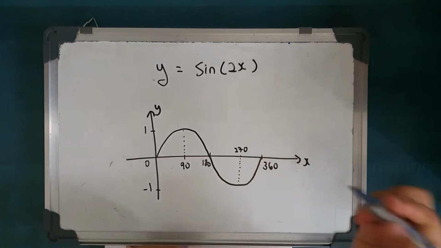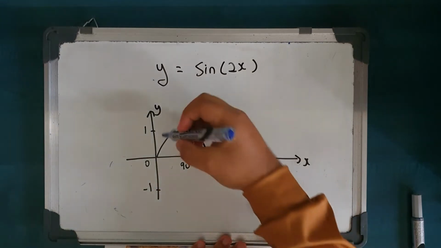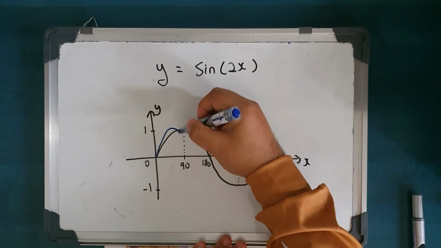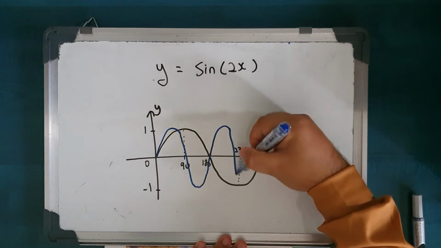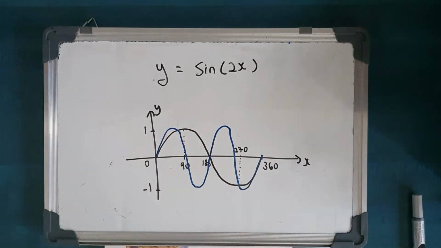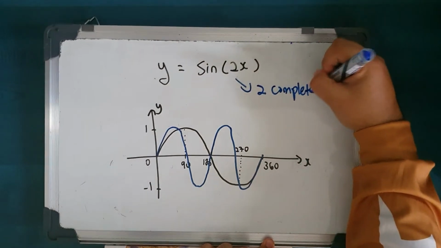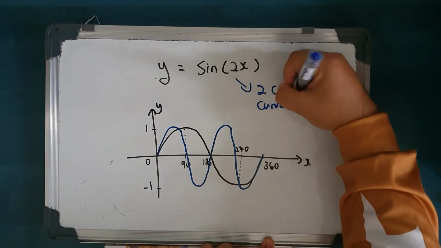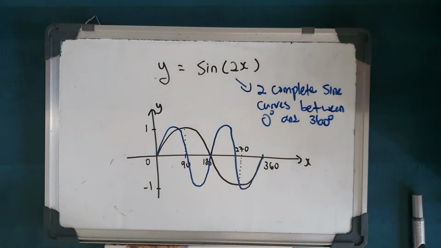Now let me show you how it's drawn. The effect of 2 is to have 2 of this curve in this interval from 0 to 360. So there will be one complete curve here and another complete curve here. So there are 2 complete sine curves between 0 degrees and 360 degrees. If this was sin x, there's only one complete curve. But if it's sin 2x, there'll be 2 complete curves between 0 and 360.